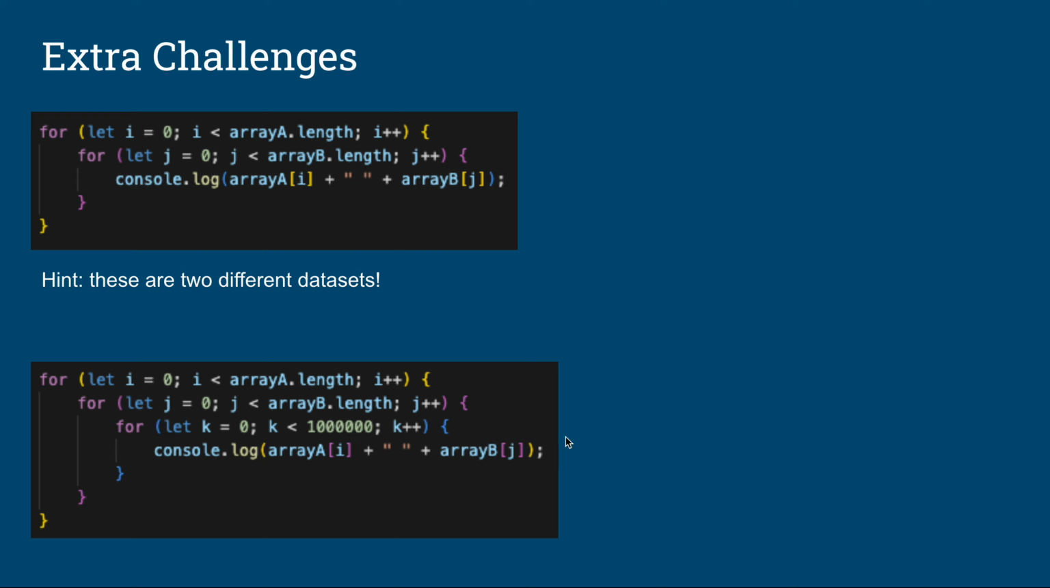Now this next one. Here, same thing. We've got these same loops, but now the inner part is a loop of 1,000,000. We're going through 1,000,000 times, and we're console logging. A very boring function. Okay, so take a second, pause the video, and try to figure out what this one is.